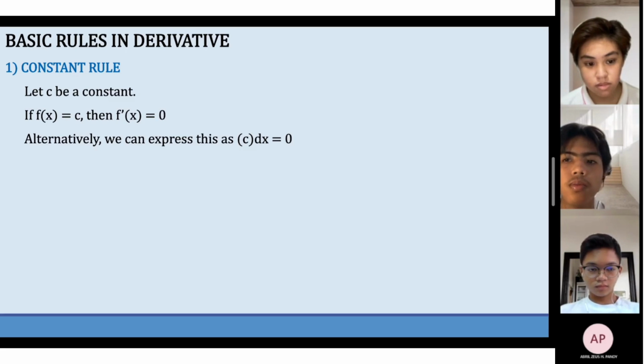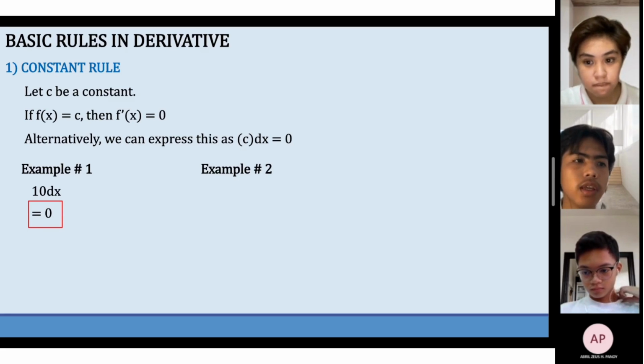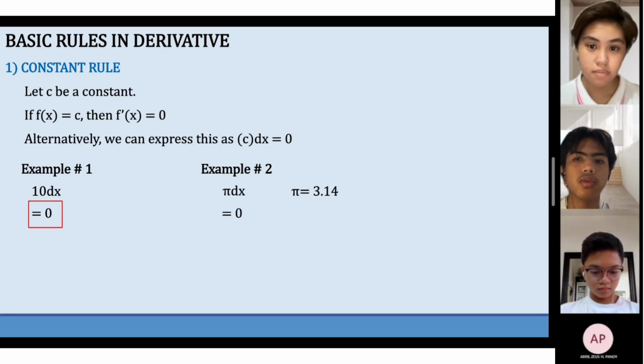First example, find the derivative of 10. Since 10 is a constant, its derivative is 0. Second example, find the derivative of pi. Since pi is a mathematical constant, which is approximately equal to 3.14, its derivative is also 0.